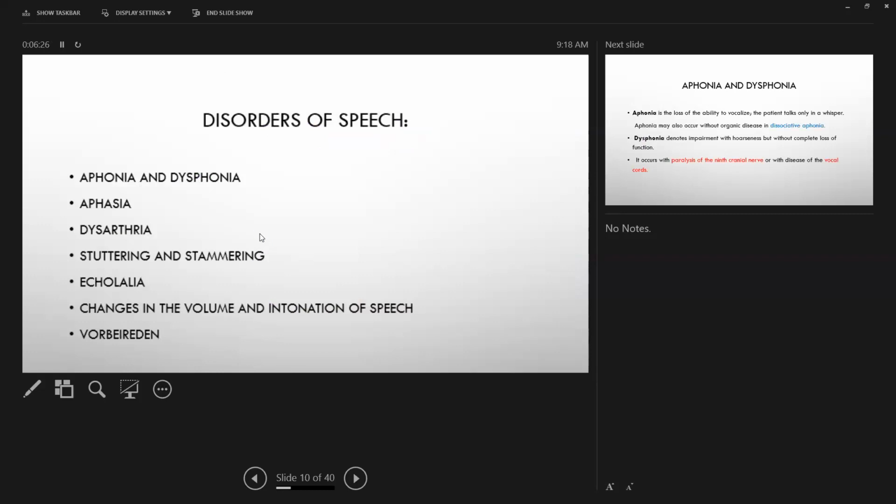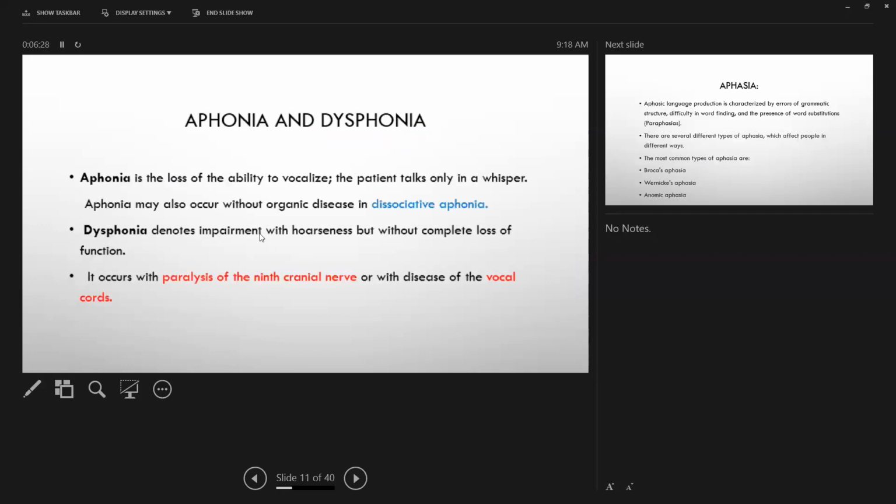Then the disorders of speech. First, we'll talk about aphonia and dysphonia. Aphonia is the loss of the ability to vocalize. The patient talks only in whispers. Aphonia may also occur without organic disease, as in dissociative aphonia. So in aphonia, the patient is not able to vocalize, or is not able to speak anything. He'll be just talking in whispers.